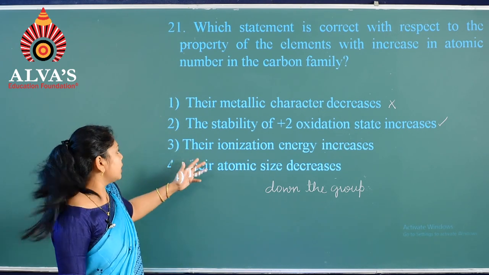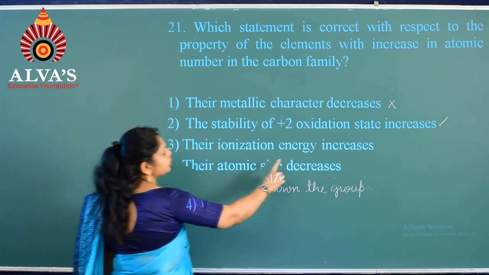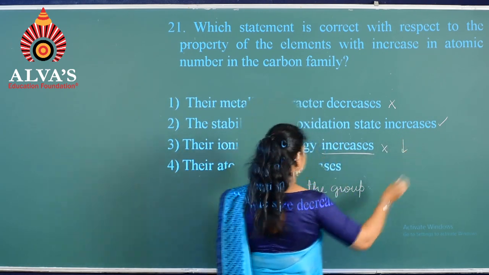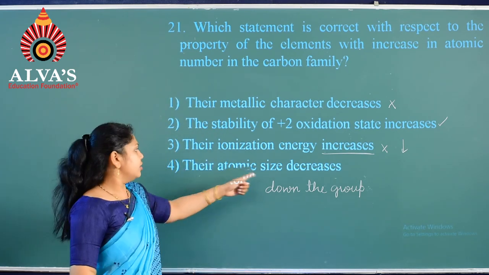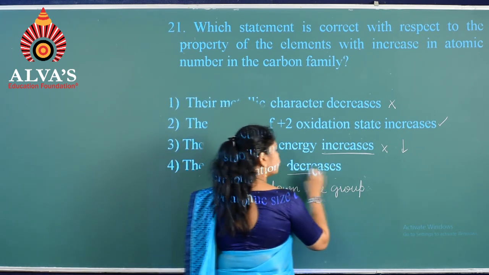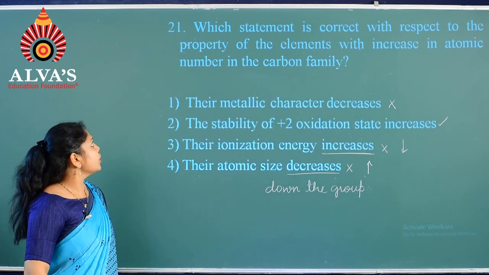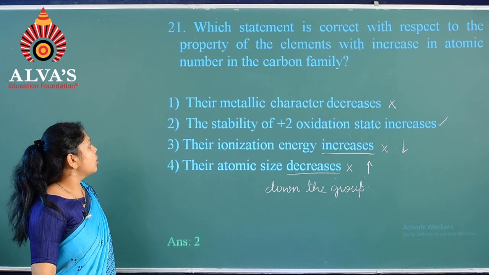We will just cross check with the other 2 options. Their ionization energy increases. This is wrong, this is going to decrease. The atomic size decreases. This is also wrong, this increases. So, the correct statement for this question is option number 2.